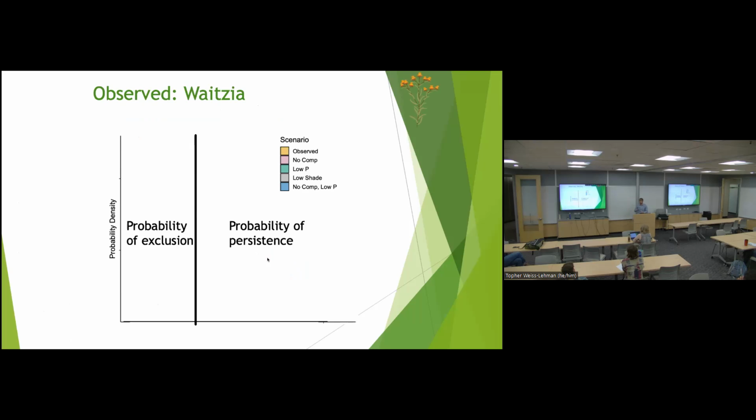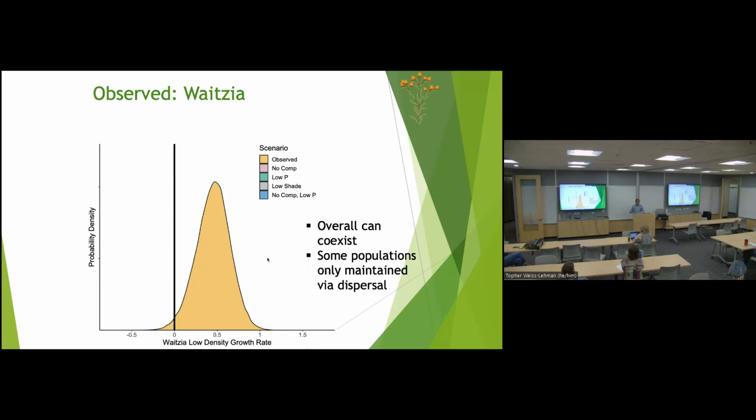And I'm going to go through a few different scenarios relevant to restoration or conservation managers in this system. First is our overall distribution, which we can see indicates that Weightia can coexist in this system. It's primarily in the positive range here. There's some amount of this distribution in the negative range. There's maybe a very low probability of exclusion, or maybe some populations that are only maintained by dispersal in this system.